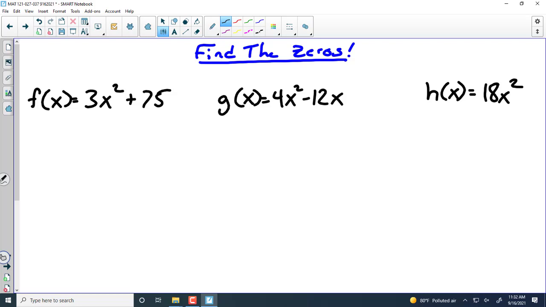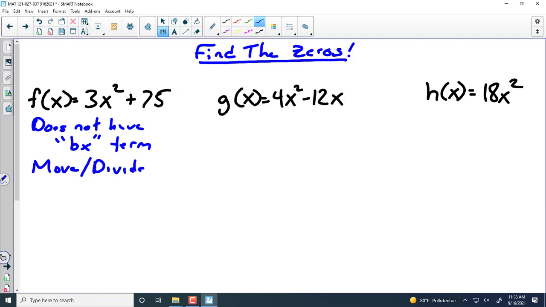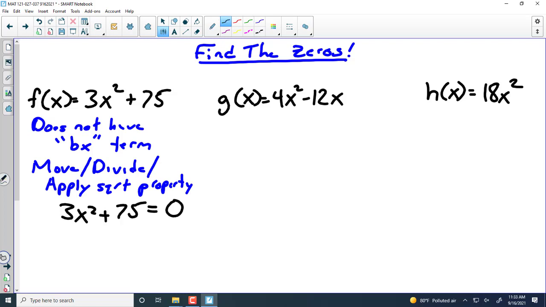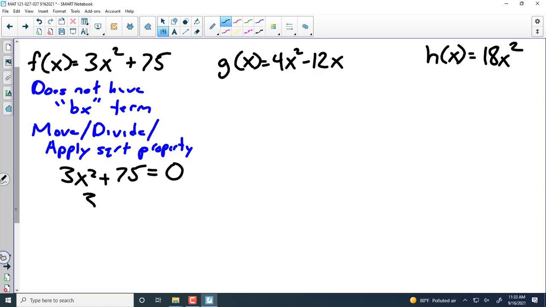So if we're supposed to find the zeros, this one right here, what we'll say is, does not have that bx term, that term that was in the middle when I gave you the formula earlier for quadratic. So what we do is we move, divide, and apply square root property. So we set 3x squared plus 75 equal to 0, because that's what we always do to find zeros. We move the 75 over by subtracting 75 from both sides.